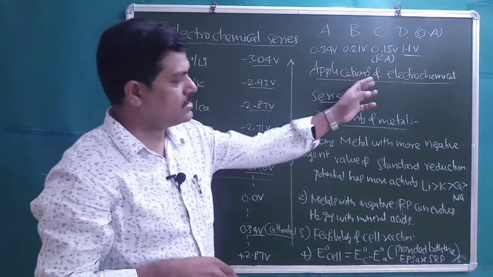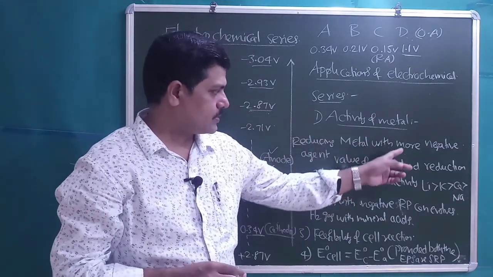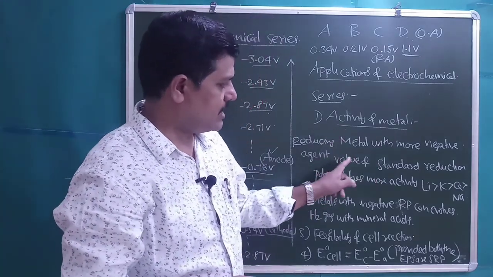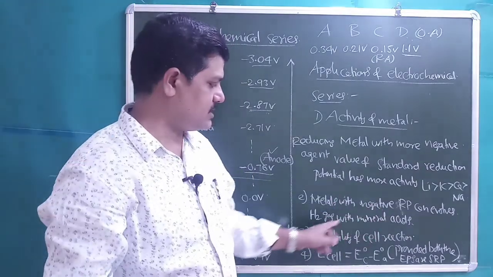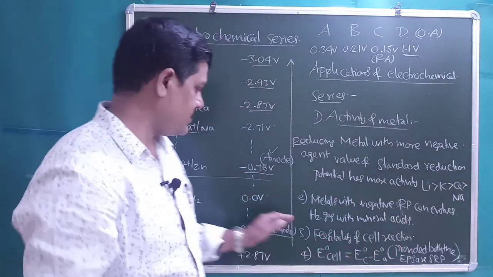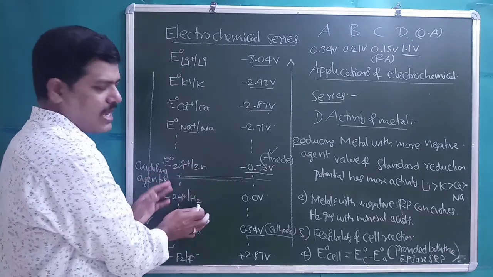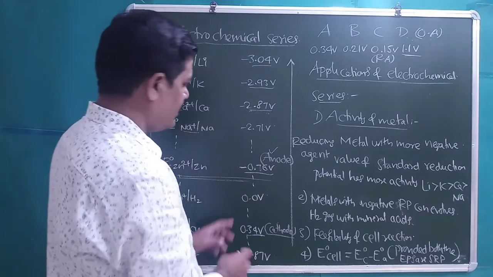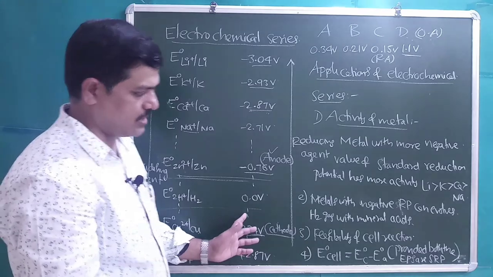So the applications of the electrochemical series: activity of the metal. If the reduction potential is more negative for the given metal, then the activity is more. And metals with negative reduction potentials can evolve H2 gas with the mineral acids. That means a negative reduction potential value indicates they are more reactive than hydrogen, so they can evolve H2 gas from the mineral acids. And the metals which have positive reduction potentials cannot give H2 gas.